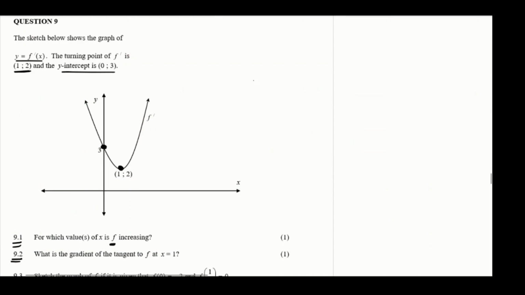9.2. What is the gradient of the tangent to f at x equals 1? What we need to note is that the derivative of a cubic function gives you a parabola, which helps us to identify the gradient of a tangent. For us to identify the tangent at x equals 1, we have the turning point and a point for the parabola. So we can simply find the equation of this parabola here.